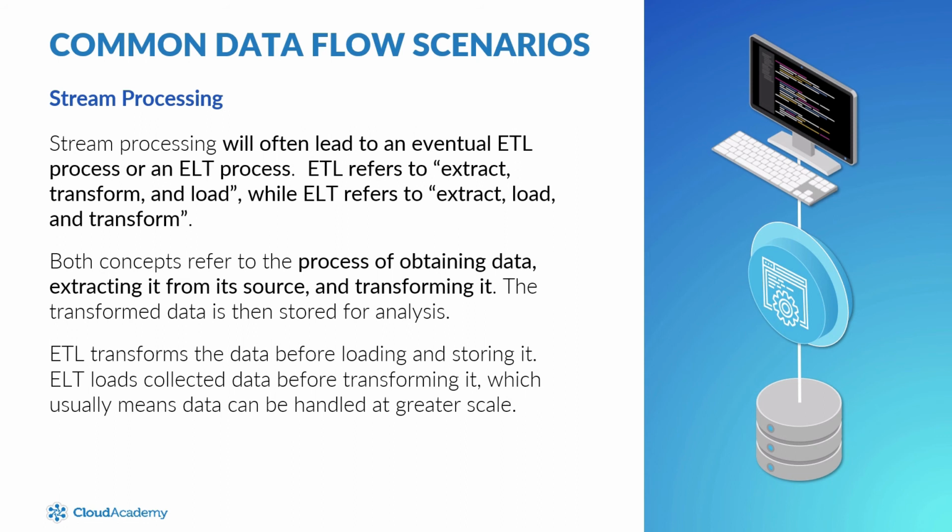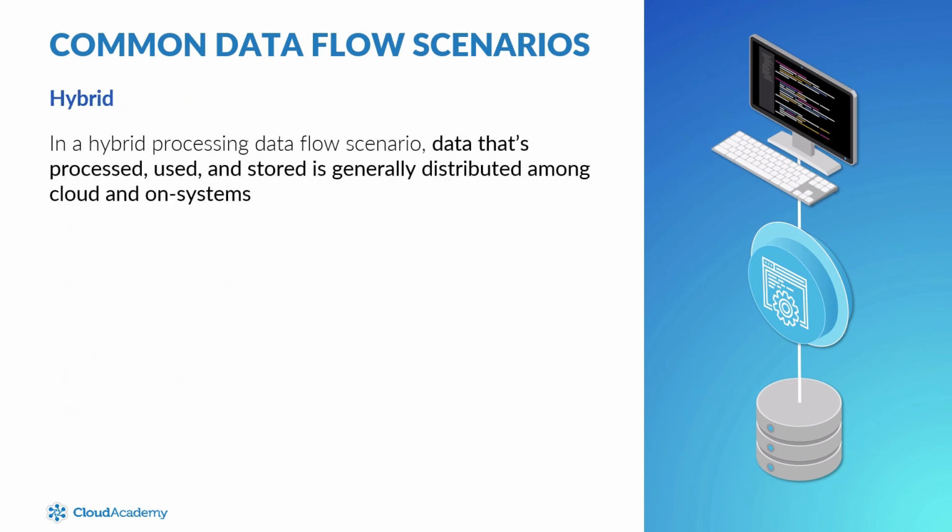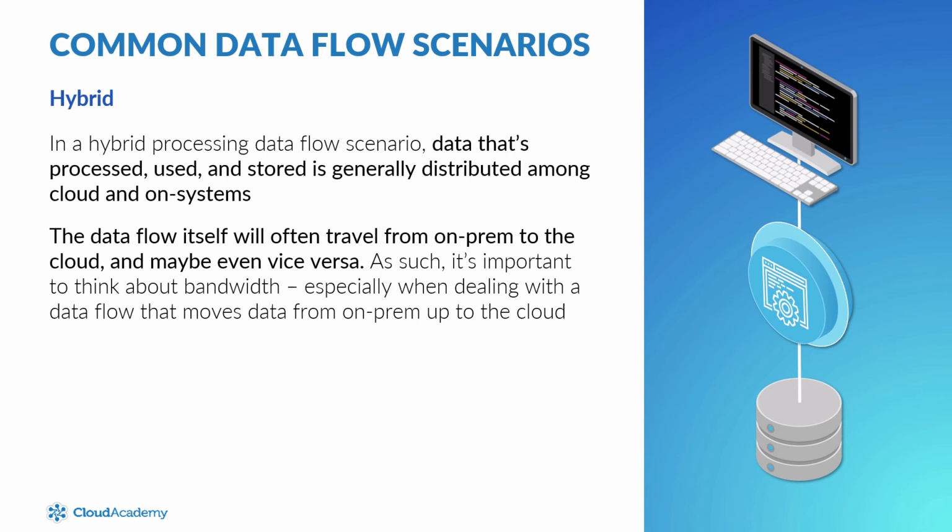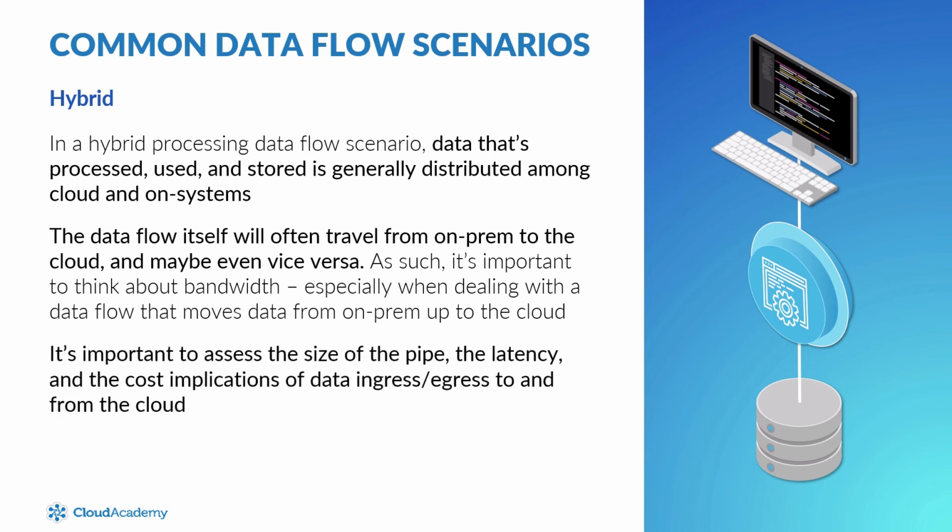In a hybrid processing data flow scenario, data that's processed, used, and stored is generally distributed among cloud and on-prem systems. As such, the data flow itself will often travel from on-prem to cloud and maybe even vice versa. It's important to think about bandwidth, especially when dealing with a data flow that moves data from on-prem up to the cloud. It's important to assess the size of the pipe, the latency, and the cost implications of data ingress and egress to and from the cloud.